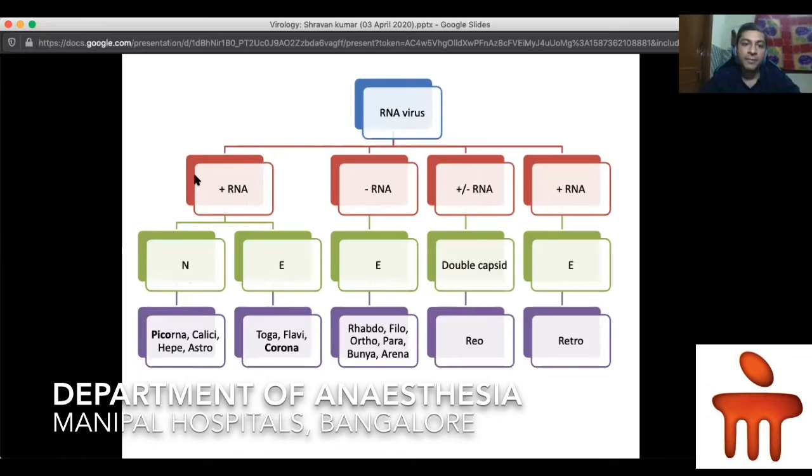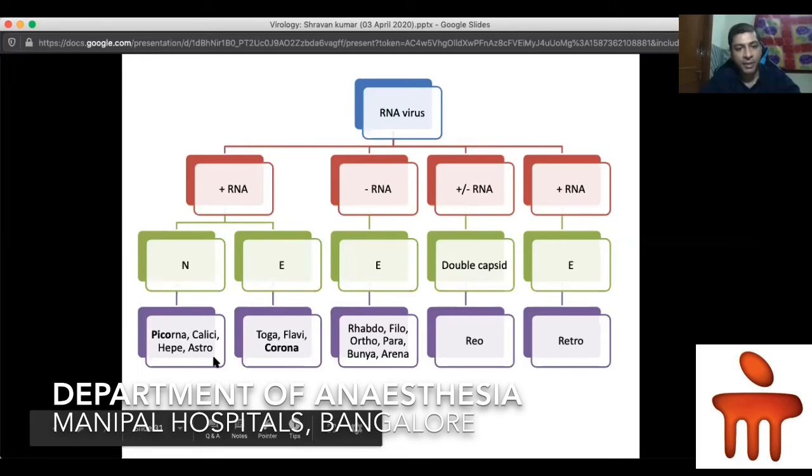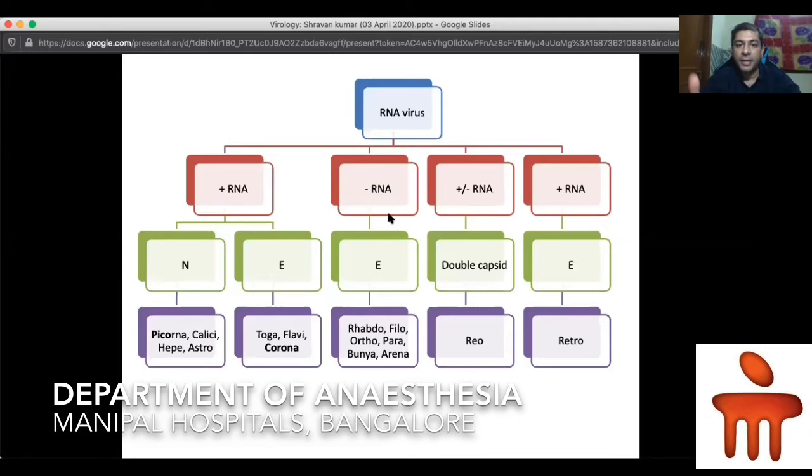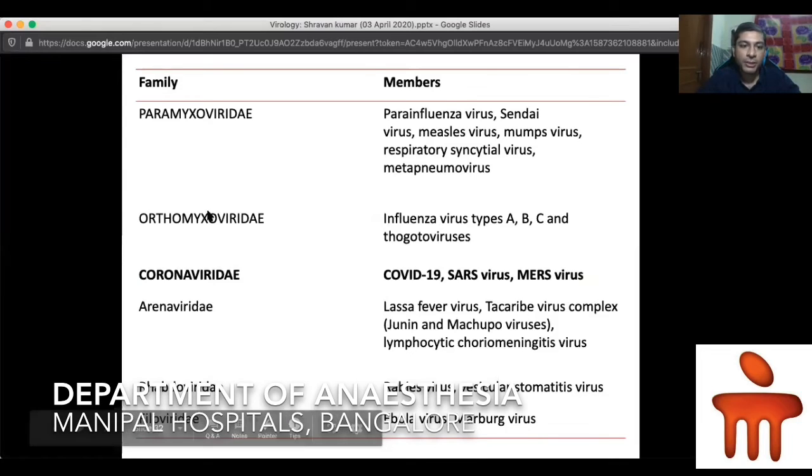So purely positive stranded RNA viruses which are naked are picornaviruses, caliciviruses, hepeviruses, and astroviruses. Enveloped positive stranded viruses are coronavirus, flavivirus, and togavirus. Negative stranded enveloped viruses are rhabdo, filo, orthomyxoviruses, paramyxoviruses, bunyavirus, and arenaviruses. The ones which don't have a positive or negative stranding are as follows: the reoviruses. Finally, an enveloped virus would be retrovirus. I think it's a spelling mistake here. It's a positive or a negative virus. So these are the different ones, of which the coronaviridae has COVID-19, the SARS virus, and the MERS virus.